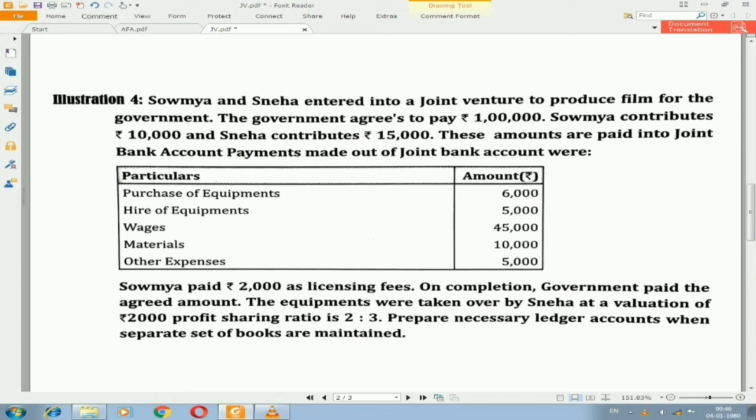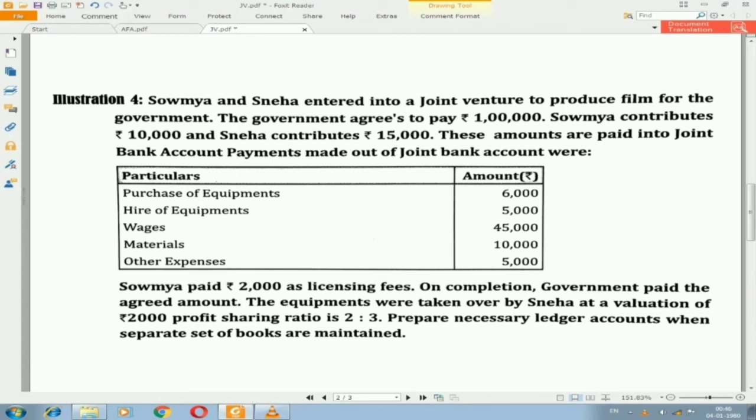So this is the expenditure we are supposed to record on joint venture account debit side in the name of joint bank account. Then we have Soumya paid 2,000 as license fees. It is also an expenditure which is paid by Soumya, that is co-venture. We are supposed to record under joint venture account in the name of Soumya's account with the amount of 2,000. Then on completion, government paid the agreed amount. The equipment was taken over by Sneha at a valuation of rupees 2,000. So this is an income which is in joint venture, which is for co-venture. So this will be recorded on joint venture account on the credit side in the name of Sneha account.